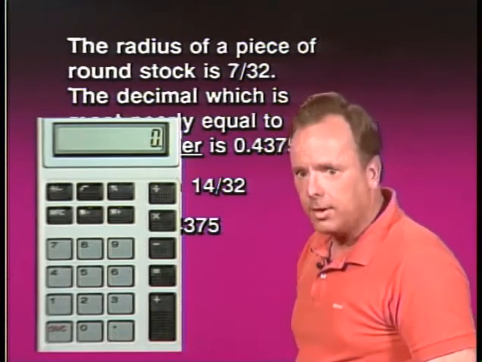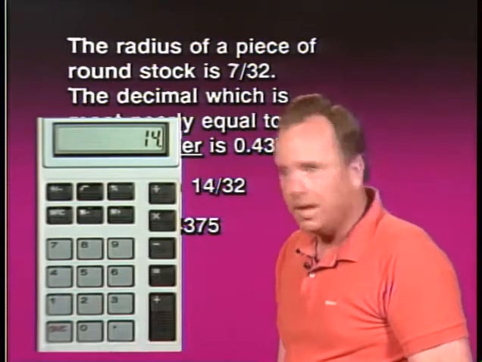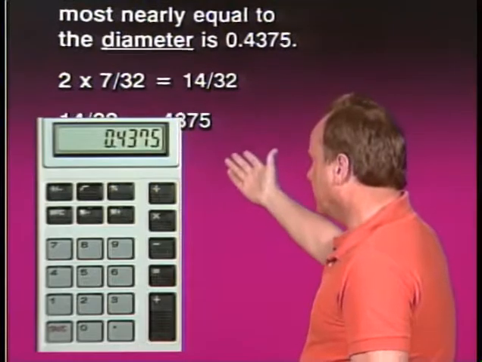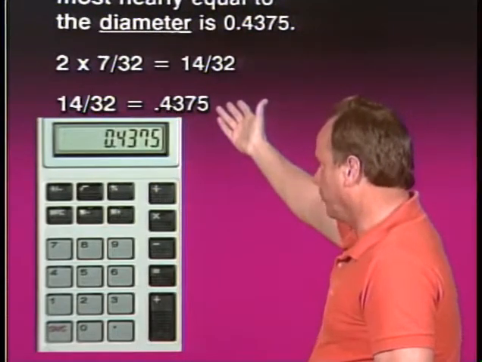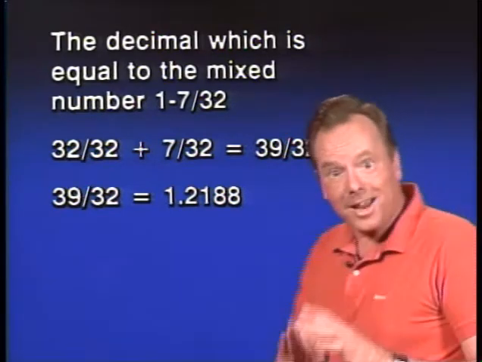So let's you and I take the electronic calculator, punch in 14, then divide by 32, and you should get 0.4375, and son of a gun, we did. We got 0.4375. Now let's take a look at an exercise involving adding fractions.